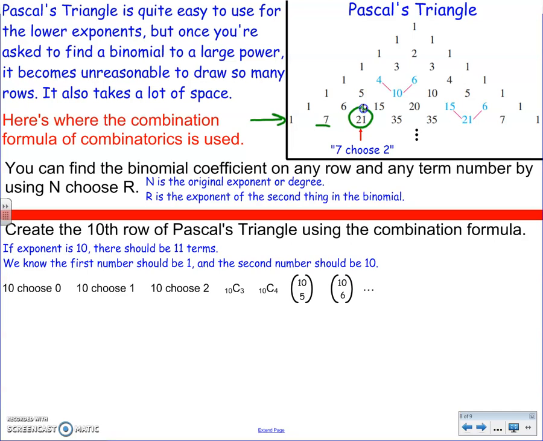And really, it's going to go like this. It's going to go like x to the 7th, y to the 0, then x to the 6th, y to the first, then x to the 5th, y to the second. See where I chose this 2 from?